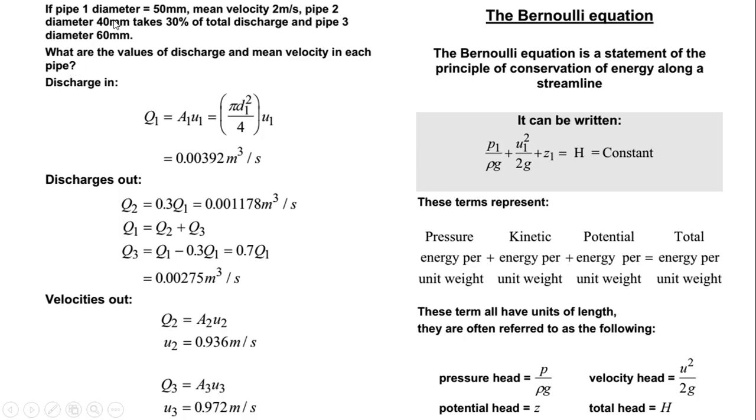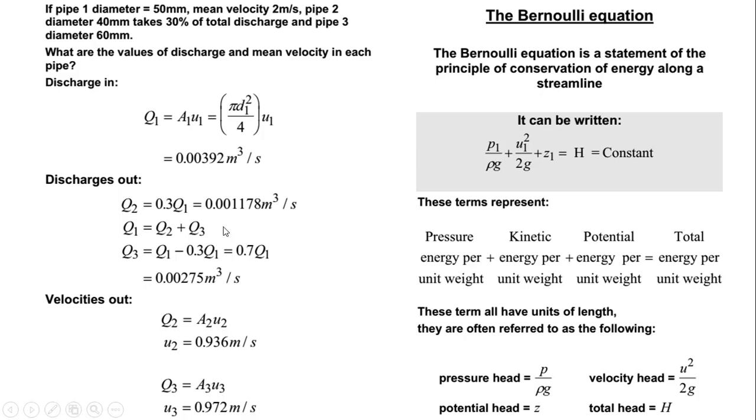Like in pipe 1, diameter is equal to 50 millimeters, the mean velocity is 2 meters per second. Then pipe 2, we have got diameter 40 millimeters and takes 30% of total discharge, and pipe 3, diameter 60 millimeters. What are the values of discharge and mean velocity in each pipe? So we need to look at this equation that Q1 is equal to Q2, Q3. Then from there we equate them.